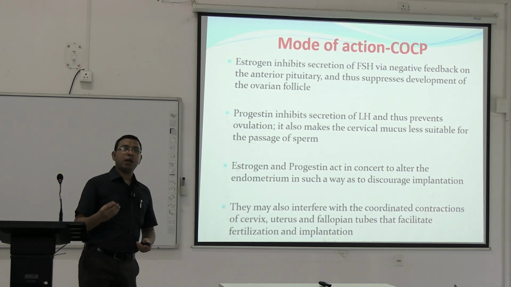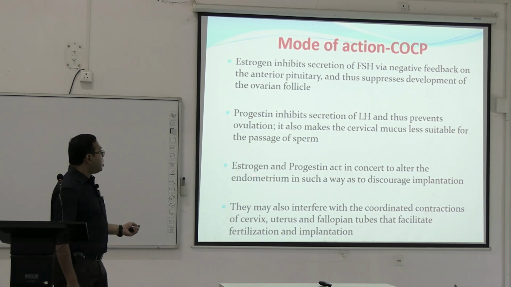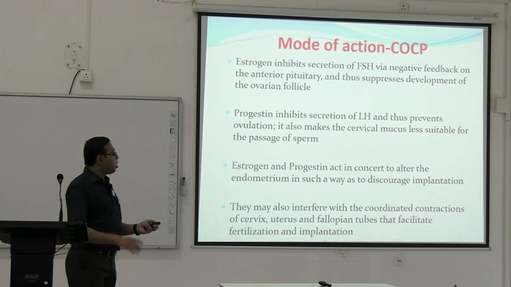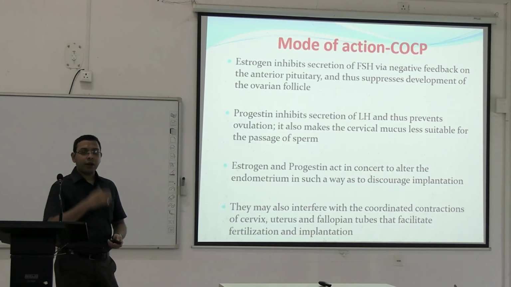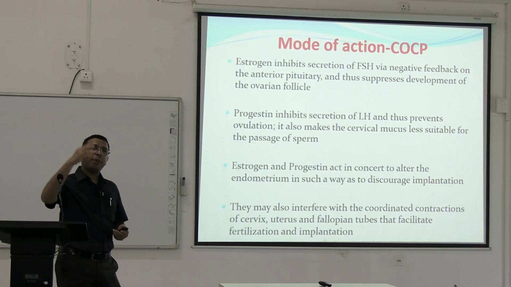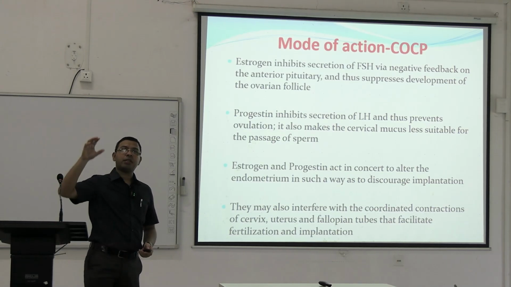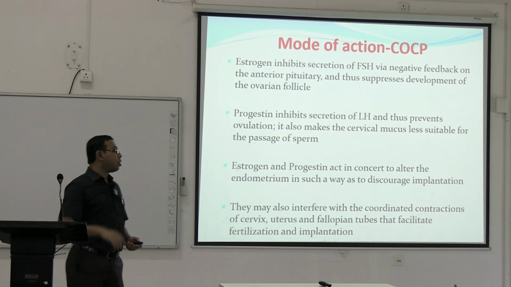The cervical mucosa becomes more scanty and viscid. Estrogen and progesterone act in concert to alter the endometrium in such a way as to discourage implantation. So basically this acts at several levels: at the ovulation level, at the implantation level, etc.